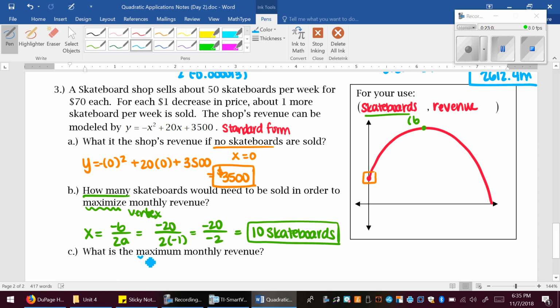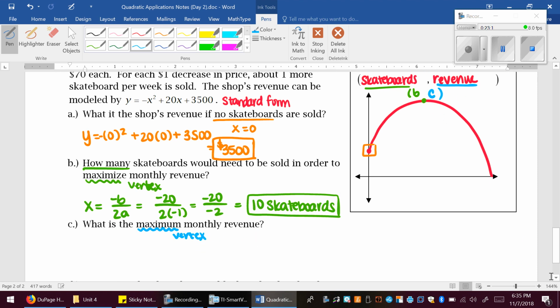Part C says, what is the maximum monthly revenue? So again, vertex. But this time it wants the revenue, so that's the y value. So I'm going to take the x coordinate that I just found and substitute it back in. If you type that into your calculator, you should get $3,600.